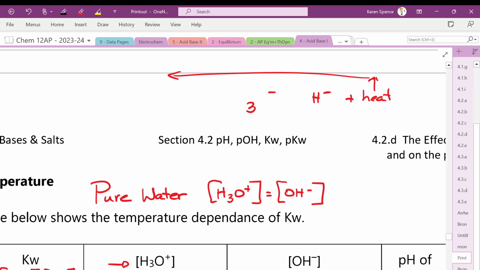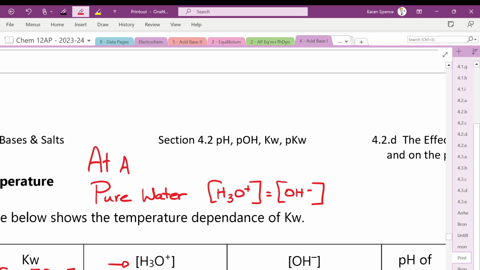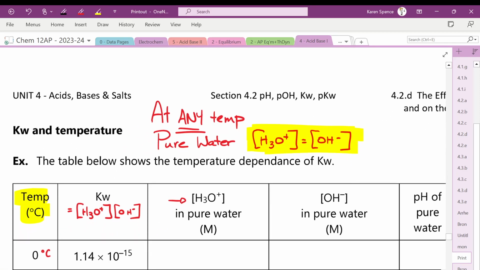Okay, we'll come back to that later because we're actually going to use these values to determine is the heat in the products or is the heat in the reactants. So at any temperature, in pure water, hydronium and hydroxide are equal. So give that a try now. You know these two are equal. And that's how we were able to solve it on the previous page.